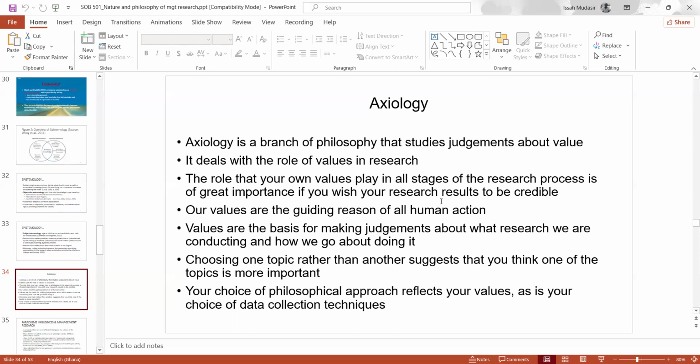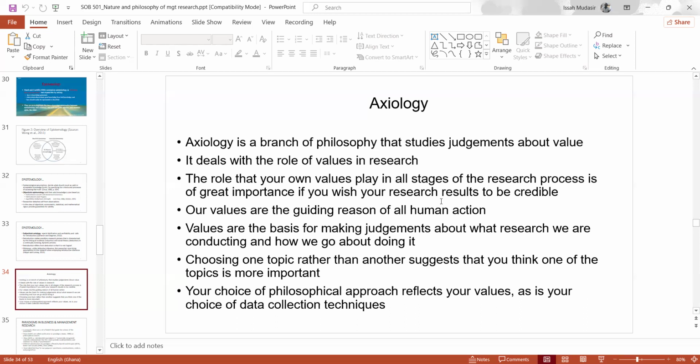If you are a subjectivist in terms of your ontology, you are also likely to be subjective in your what? Epistemology. And in terms of axiology, you are likely to believe that research is value-laden. Laden, L-A-D-E-N, okay? Value-laden, or is full of values.